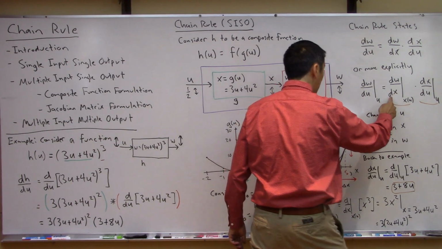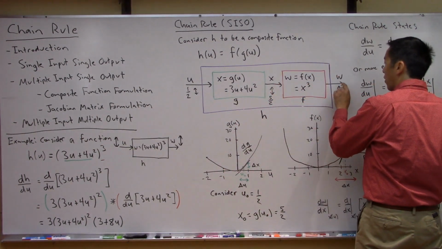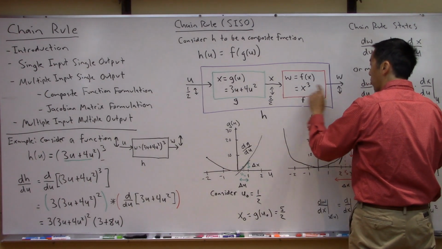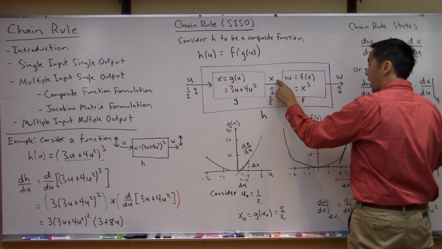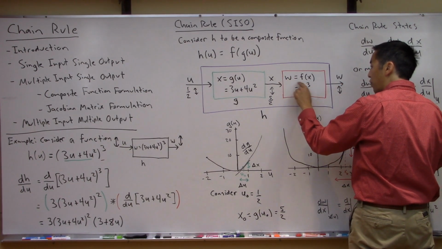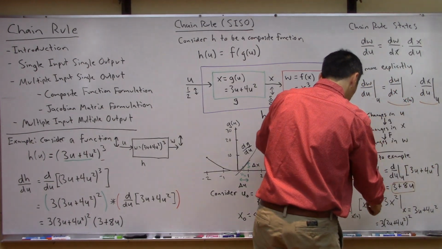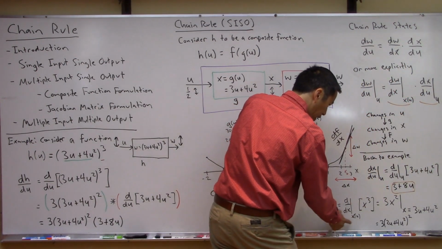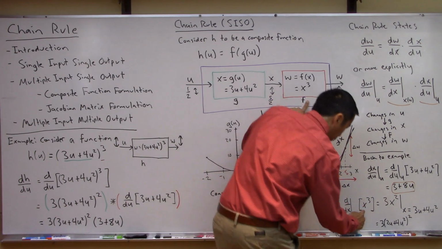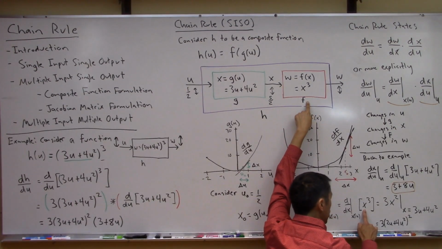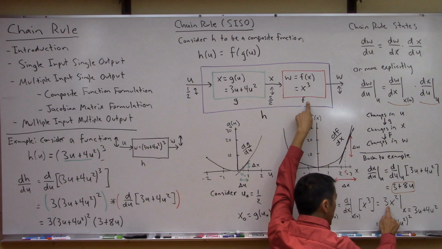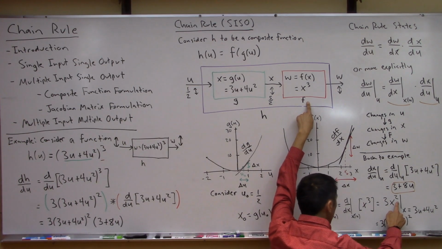It's dw dx. So I need to know this slope. How does this w change with respect to that x? It happens through this function f, so that's this term right here. I just need to take the derivative of the function f, which is x cubed, with respect to x. So you end up with 3x squared. But then you have to evaluate this.